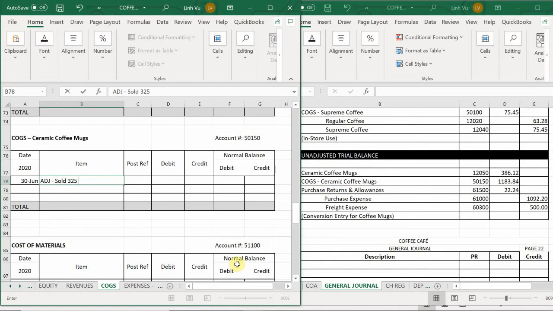Why is it on the 30th that you added this in here? It's not a regular journal entry. This is an adjustment entry. Okay. So, because we're making an adjustment, right? We're adjusting inventory. So in this case, sold 325 mugs. Okay. Post reference, once again, General Journal 21. And it's going to be a debit for 1,183.84, which is going to be our debit balance here.